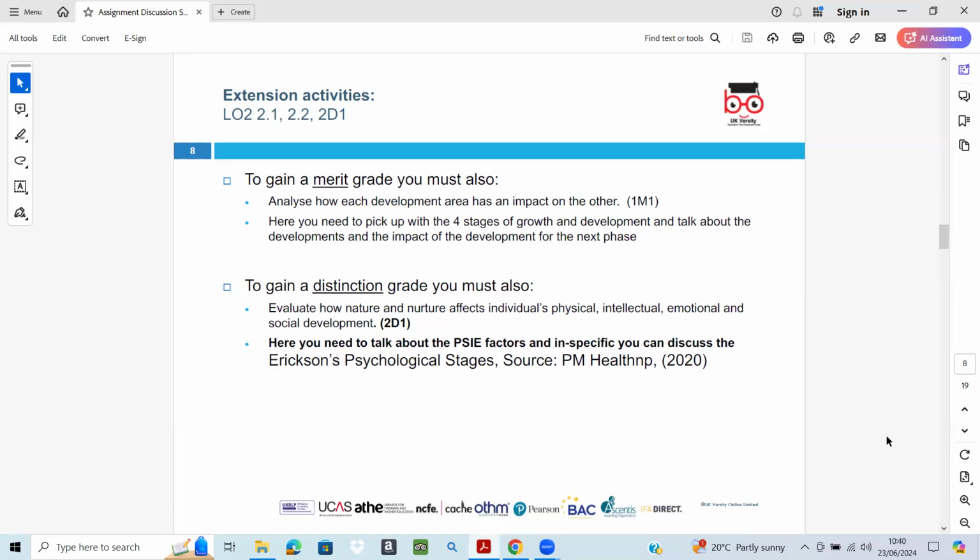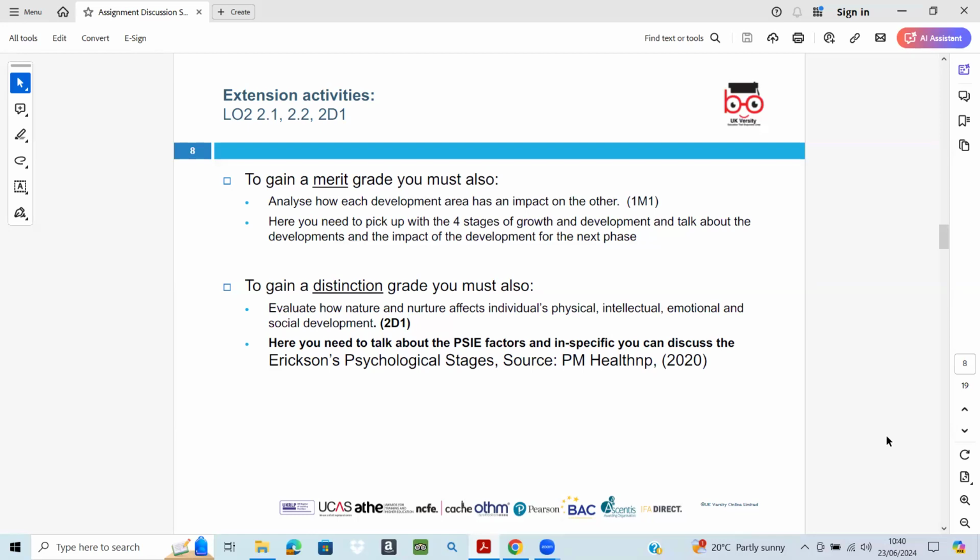No, you have to go step by step. First you need to achieve the pass criteria, then you'll go for the merit and then the distinction. So here, for example, if we discuss the merit grade, we need to analyze how each development area has an impact on the other. So that is the 1M1.